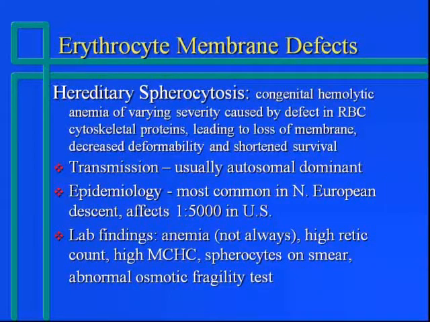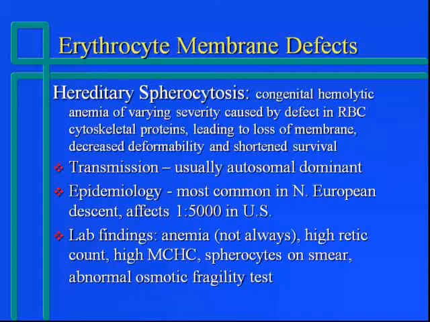We will talk now about the erythrocyte membrane defects, the most common being hereditary spherocytosis. This is a congenital hemolytic anemia of varying severity that is caused by a defect in the red blood cell cytoskeleton proteins. It leads to loss of membrane, to decreased deformability of the red blood cell, and to shortened red blood cell survival. This is usually inherited in an autosomal dominant manner, so patients will often have a positive family history with parents who have jaundice, have had gallstones, have maybe had a splenectomy.